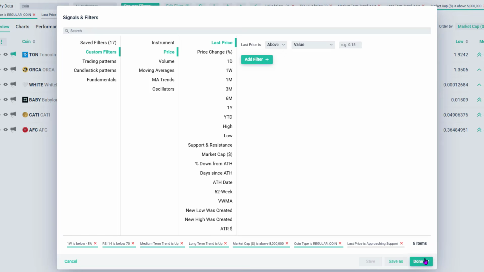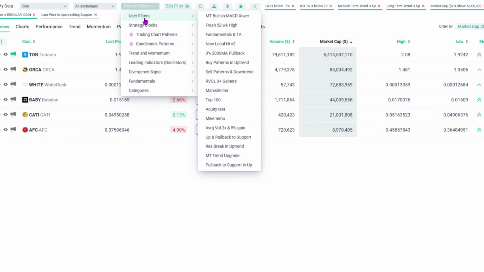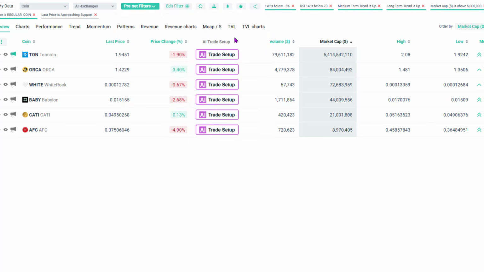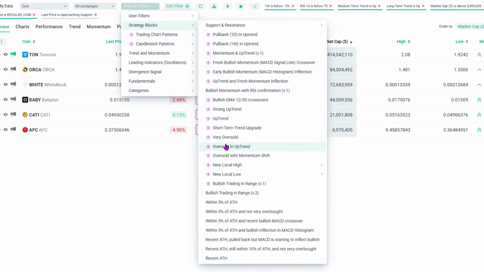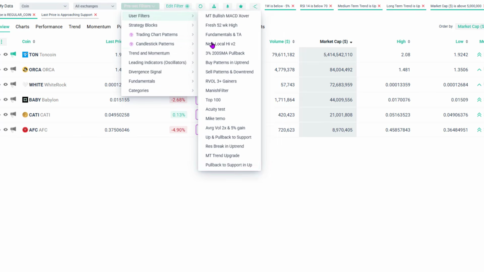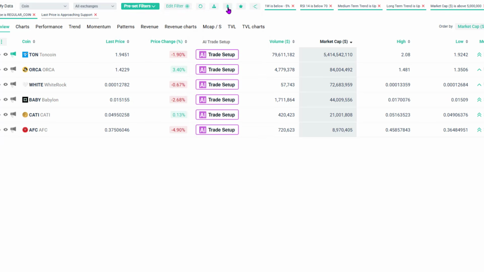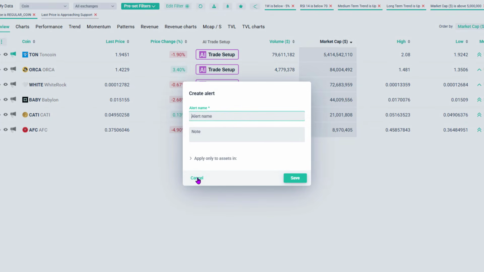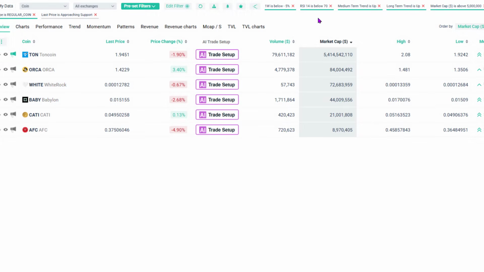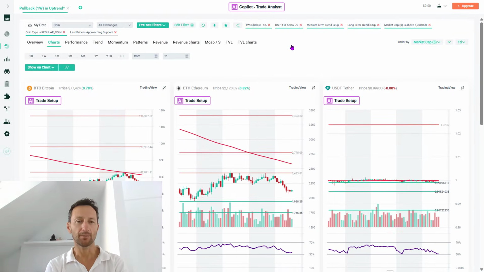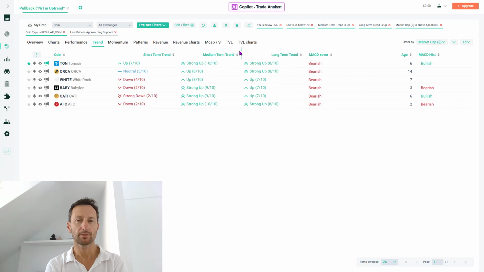Now what happens is that it's part of my user filters right here in the preset menu. I have this new filter that I just added here. Okay, so I can just select that in the future and get back to those results very quickly. I can also create an alert for this filter so that I can get email or platform alerts or mobile app alerts as well. But okay, so we're down to 6 interesting assets that are in an uptrend, right? If we look at the trend here, in an uptrend on the medium and long-term basis.